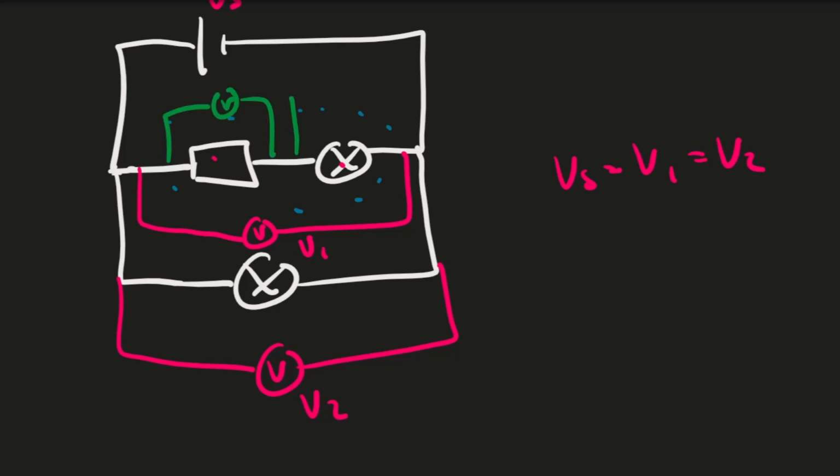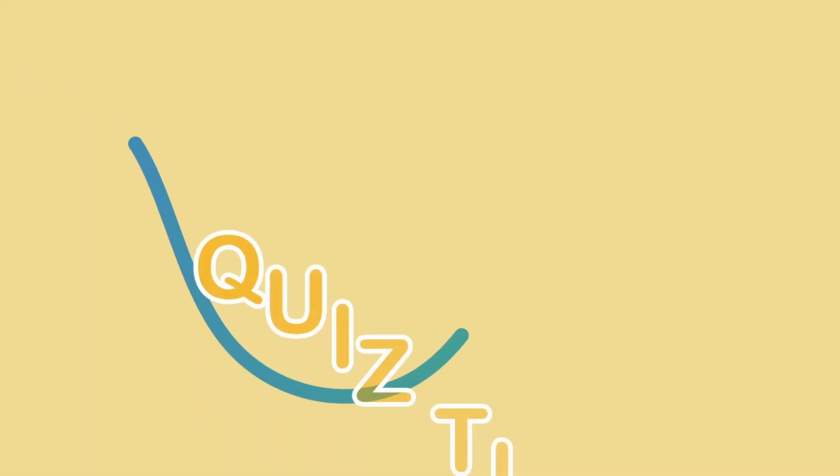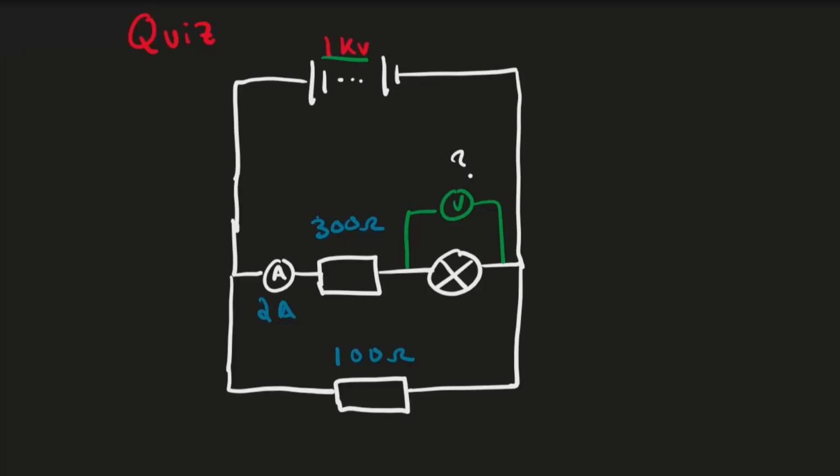Hopefully that all makes sense so far, and let's have a go at applying what we've learnt in a question. This is the question we're going to be looking at. Feel free to pause the video and have a go. We have a battery over here supplying 1 kilovolt, and what we're interested in is finding the voltage across this component here, this lamp. Have a go and then come back and we'll go through it together.